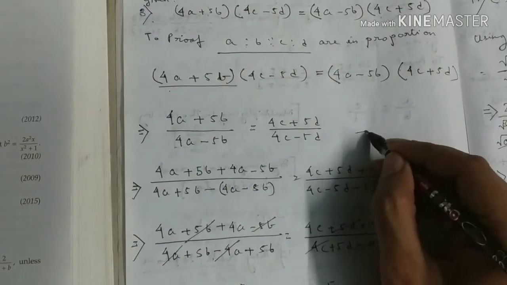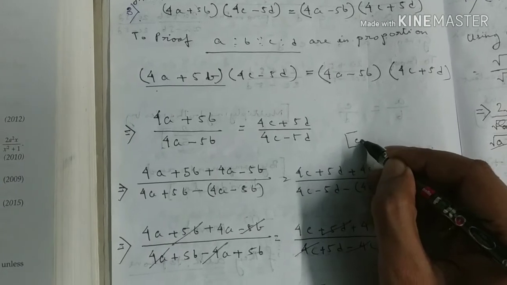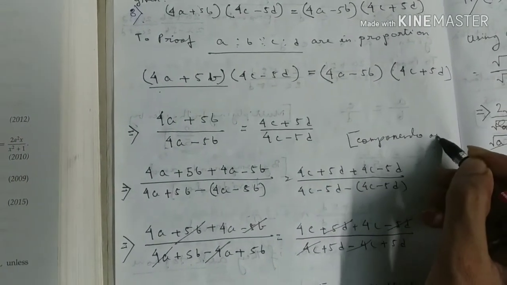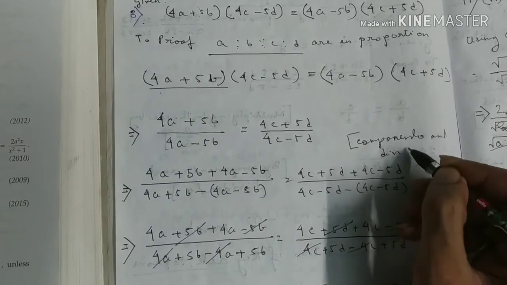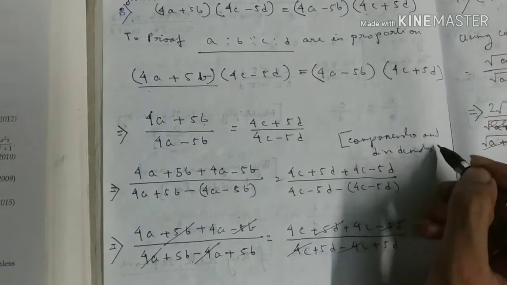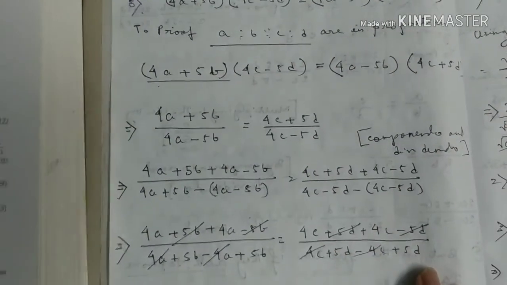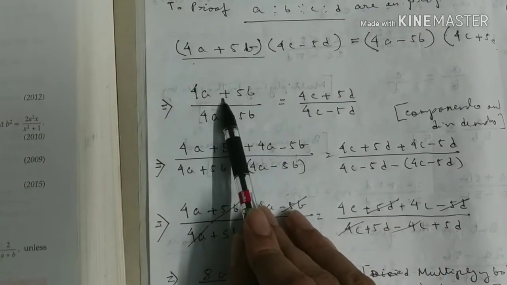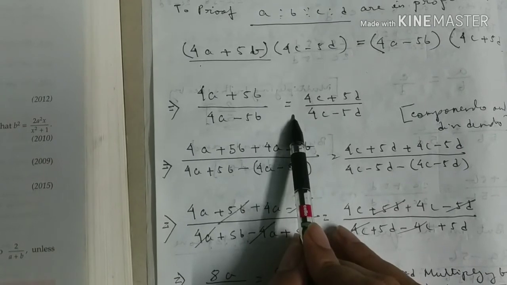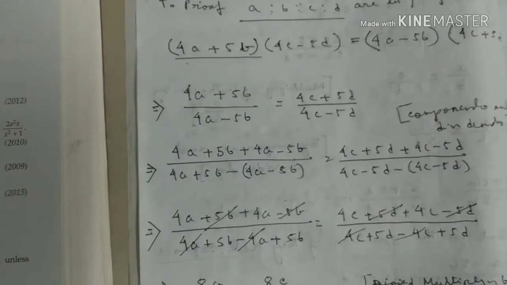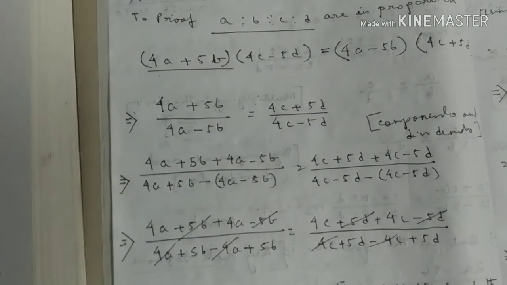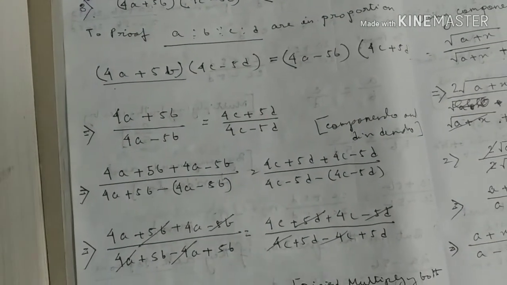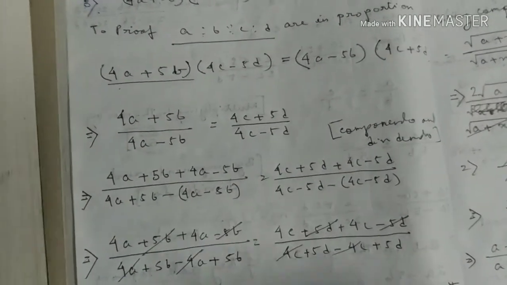After this step, we need to apply componendo and dividendo. Pardon me for my poor handwriting, guys. Now let us proceed. We are applying componendo and dividendo. It's the reverse process of the previous sum we did. The procedure is exactly the reverse. We are going to observe it.